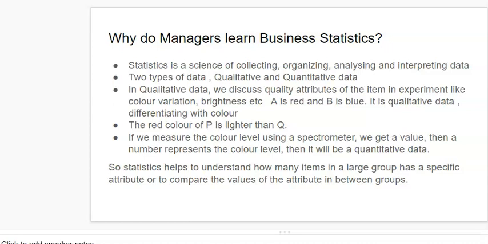A person is entering a textile shop and he wants a red cloth. The salesman is showing different clothes and he differentiates, okay, P is lighter than Q. So it is called qualitative. We are only describing quality, we are not measuring.